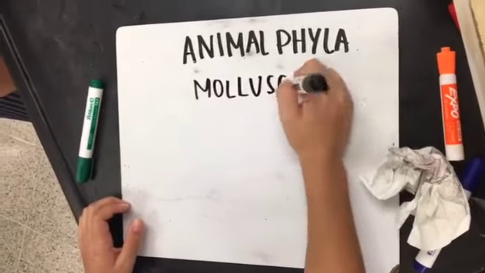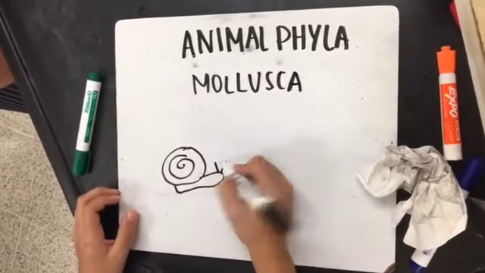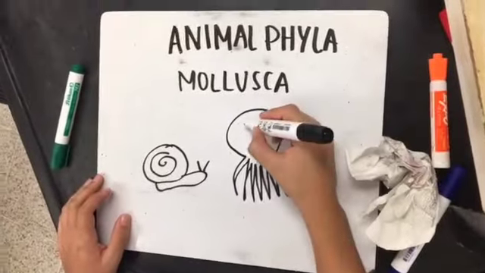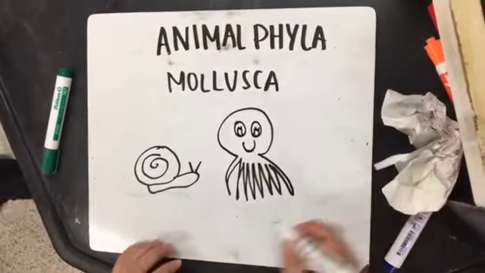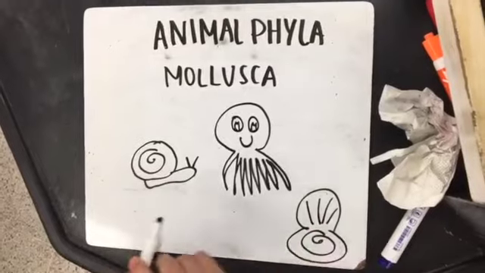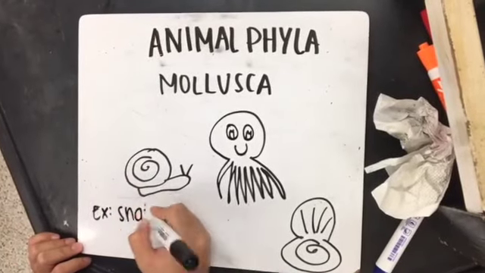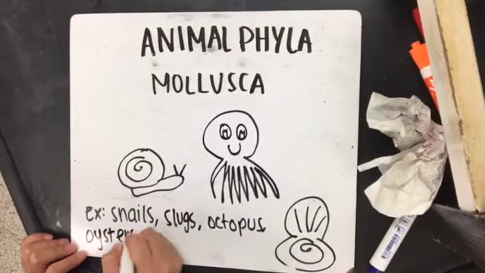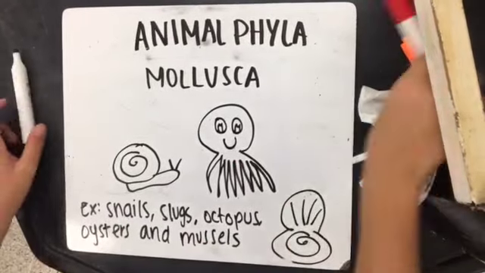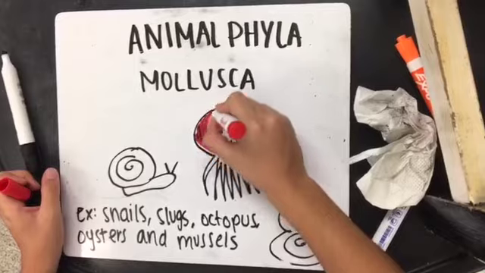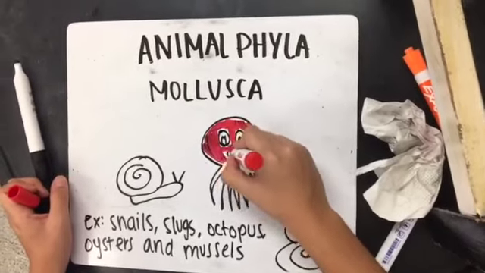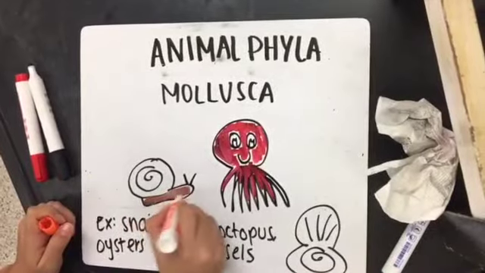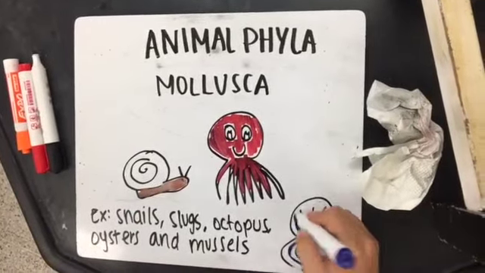Animal phyla, Mollusca. There are over 85,000 species. Since there are many types of these species, they have three common features: a mantle with a cavity for breathing, the presence of a radula, and a simple nervous system. They have a mouth and an anus. They all have a clarius shell. Examples are snails, slugs, octopuses, oysters, and mussels.